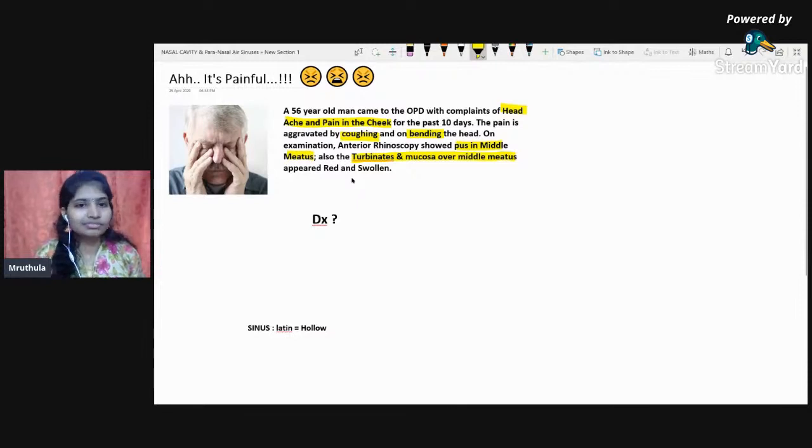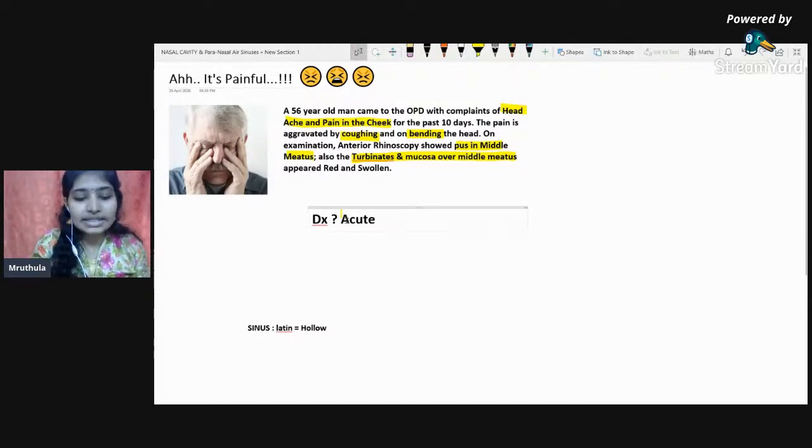Okay, so as you read through this case, I'm sure most of you might be very confused because you have a lot of new terms here. Something that will be familiar for you is headache. There is pain in the cheek, and it was increasing when the person was coughing and bending the head, right? Okay, this is actually a case of acute maxillary sinusitis. Okay, so this is a case of acute maxillary sinusitis.